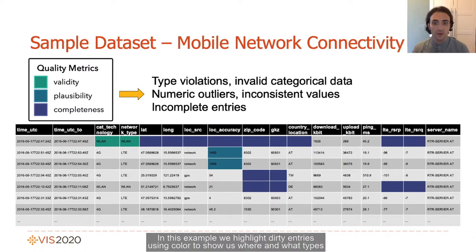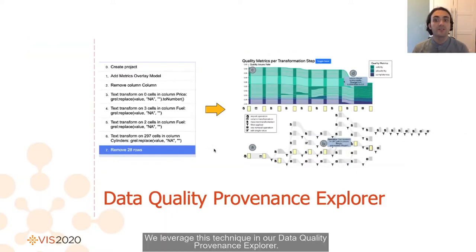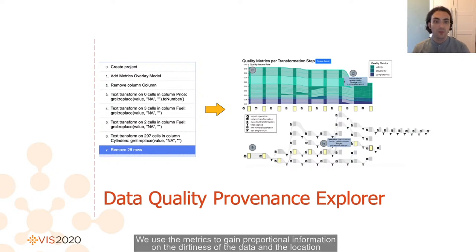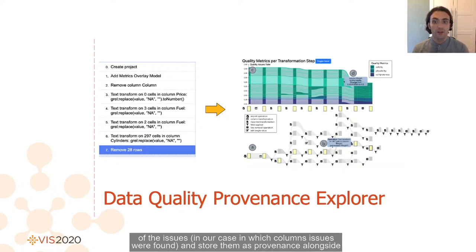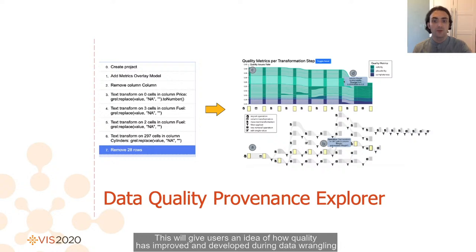In this example, we highlight 30 entries using color to show us where and what types of issues were found. We leverage this technique in our Data Quality Provenance Explorer. We use the metrics to gain proportional information on the dirtiness of the data and the location of the issues, in our case, in which columns issues were found, and store them as provenance alongside the applied operations from the data wrangling workflow. This will give users an idea of how quality has improved and developed during data wrangling.